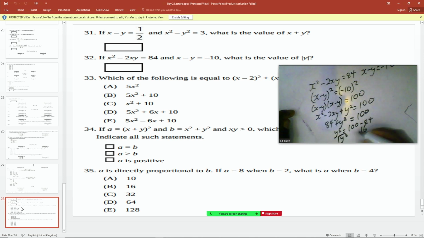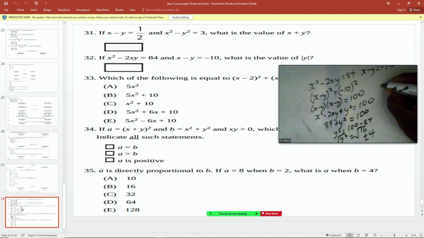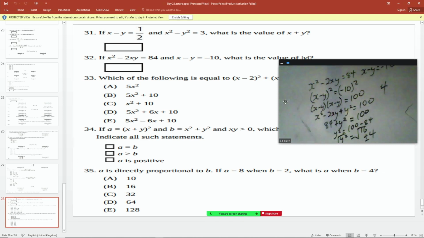Finding the square root of both sides, that will give us what? Plus or minus 4. But the question says that we should find the absolute value of y. So the absolute value of y will give us 4, positive 4. So our answer is positive 4. So that's what we write into the box that we have there.